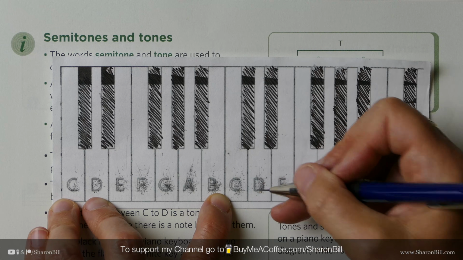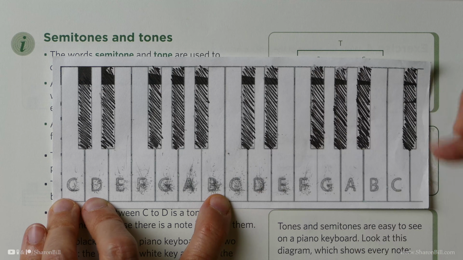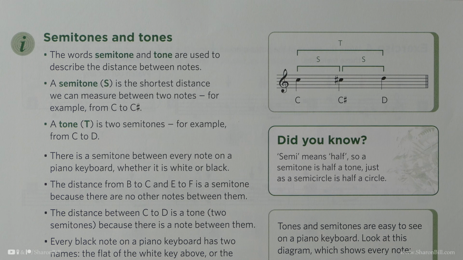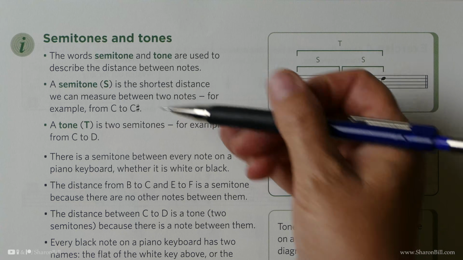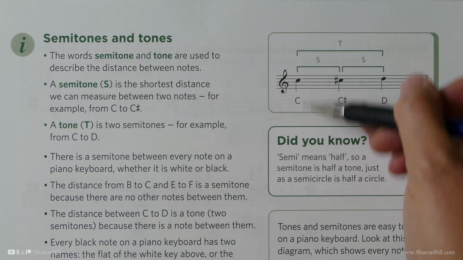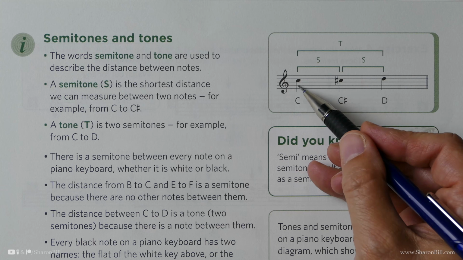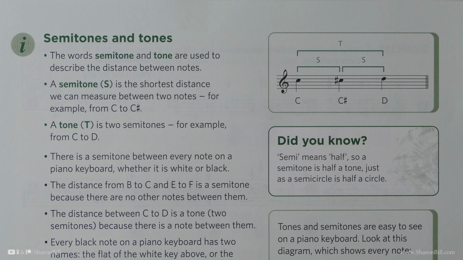So now that we've got that prepared in our minds, we're going to find that this next section becomes super duper easy. So do have a little read through this, which is what we've just looked at in principle, but now looking at it in practice. So C to C sharp is a semitone.